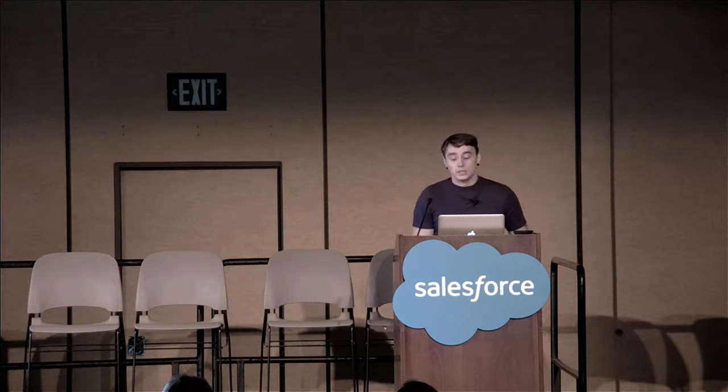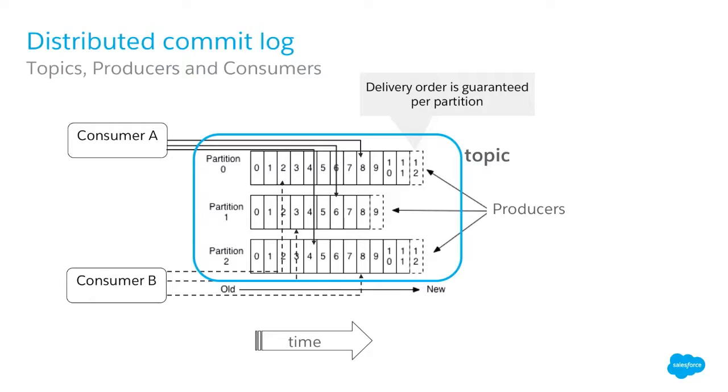Let's talk about some core Kafka primitives. One of the most important ones is called a topic. A topic is essentially a message channel. It represents a logical stream of related events. Producers send messages that are appended to the head of the log, and then consumers read from the tail of the log forward in time.